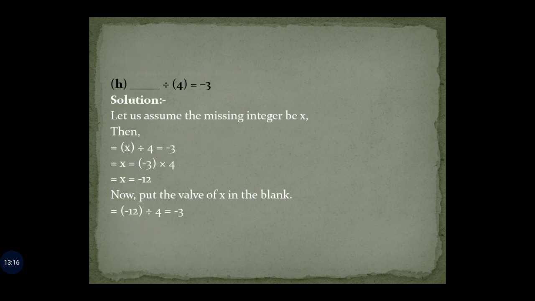Next problem, H. Dash divided by 4 is equal to minus 3. Assume the missing integer be x, then x divided by 4 gives you minus 3. X is equal to minus 3 multiplied by 4. Here divided by 4, when moved to the other side, gives you multiplied by 4. So x is equal to minus 12. Now put the value of x in the blank. Minus 12 divided by 4 gives you minus 3.